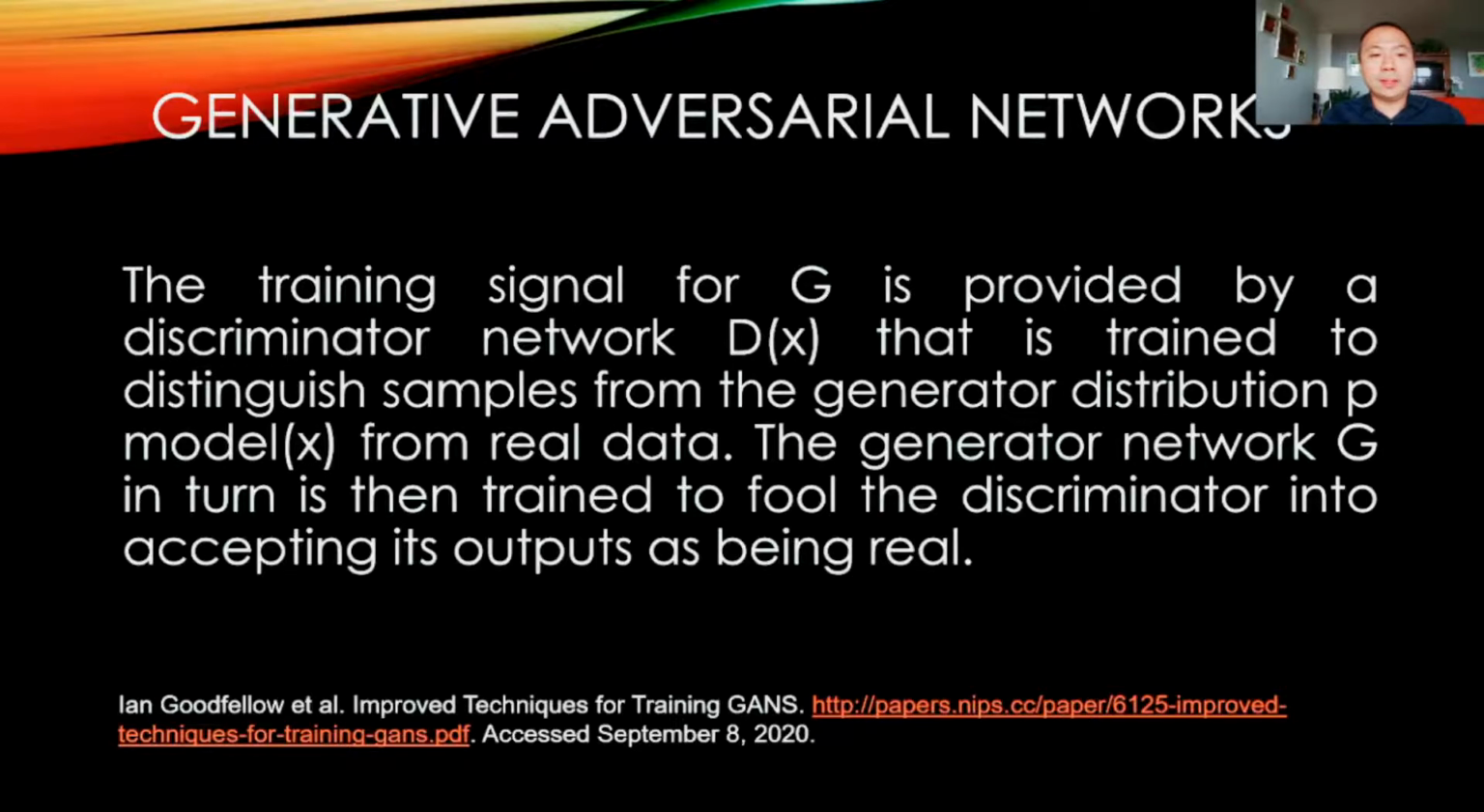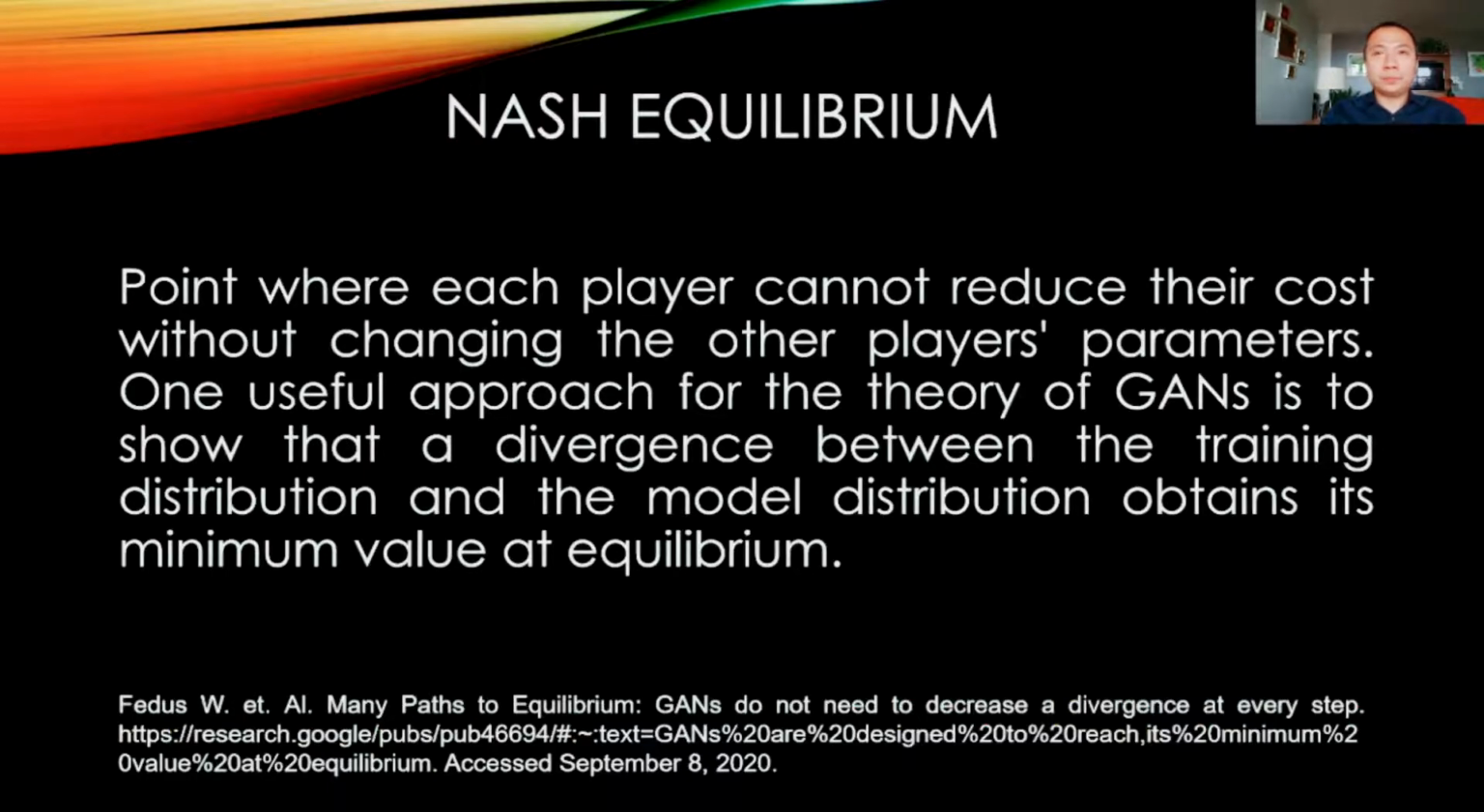So the generator network in turn is then trained to fool the discriminator into accepting its outputs as being real. The next thing that's going to happen with all this game ongoing is what we call a Nash equilibrium. A Nash equilibrium is a point where each player, the generator and the discriminator, cannot reduce the cost without changing the other player's parameters.